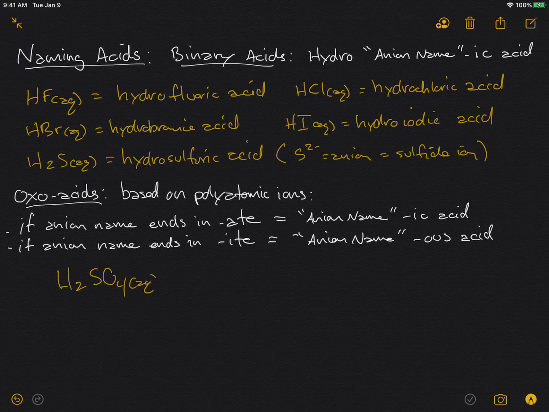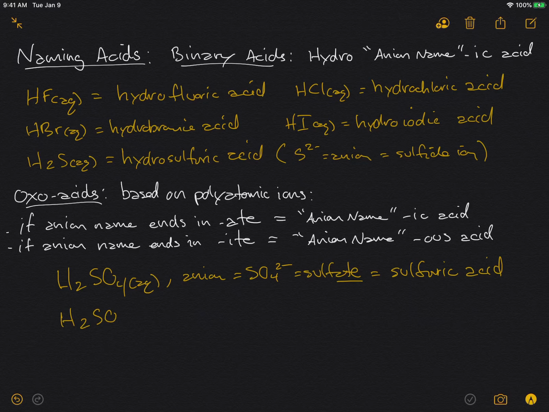H2SO4, aqueous. The anion is sulfate. So since that ends in ate, then this is going to be sulfuric acid. So we take the anion name, sulfate, and replace the ending with ic acid. In this case, we go back to the atom name sulfur.